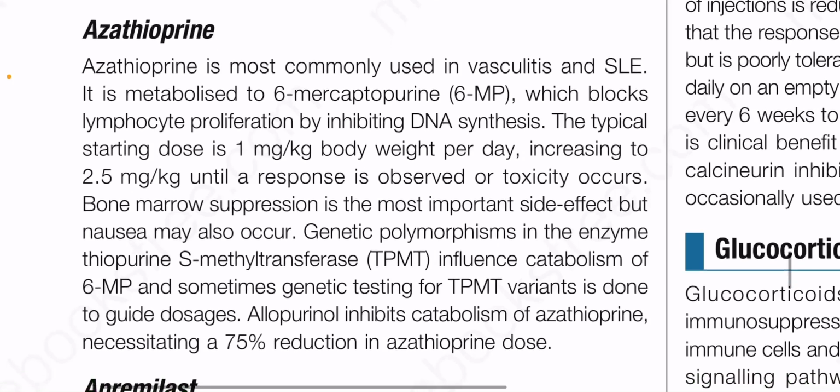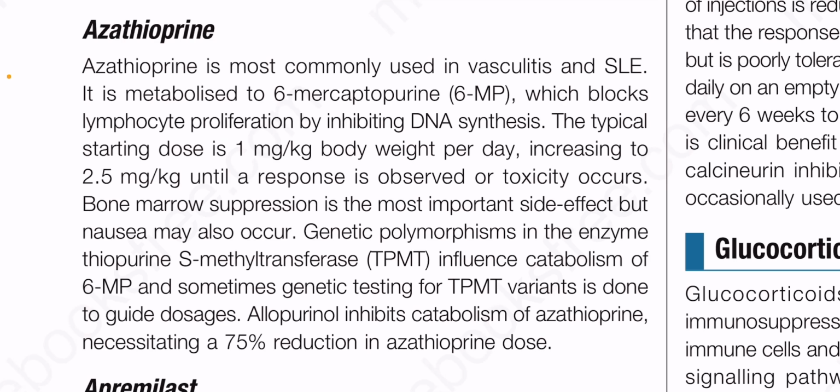Now, azathioprine. Azathioprine is most commonly used in vasculitis and SLE. It is metabolized to 6-mercaptopurine, which blocks lymphocyte proliferation by inhibiting DNA synthesis. The typical starting dose is 1 mg per kg body weight per day, increasing to 2.5 mg per kg until a response is observed or toxicity occurs.